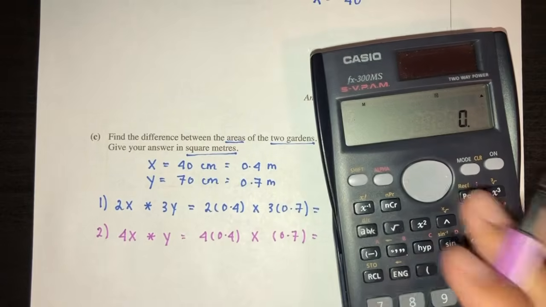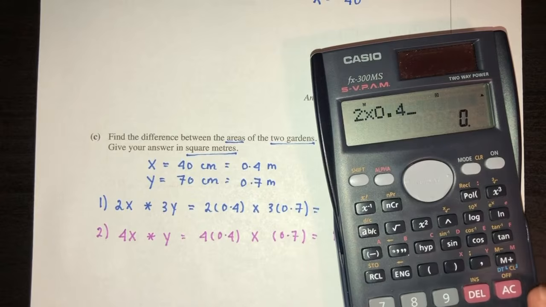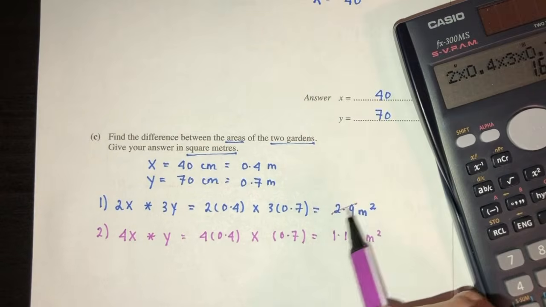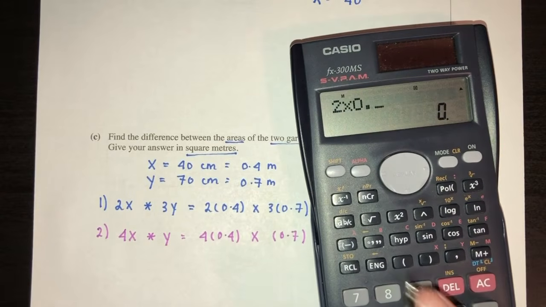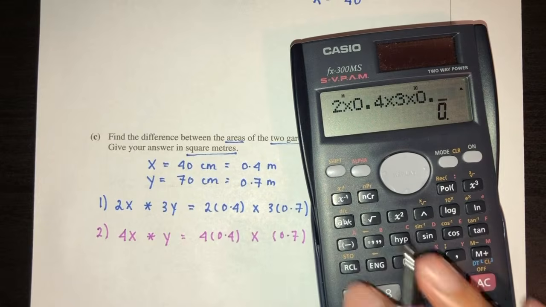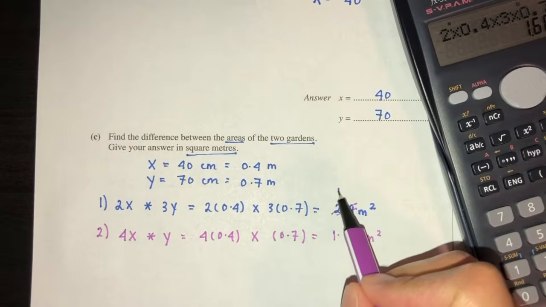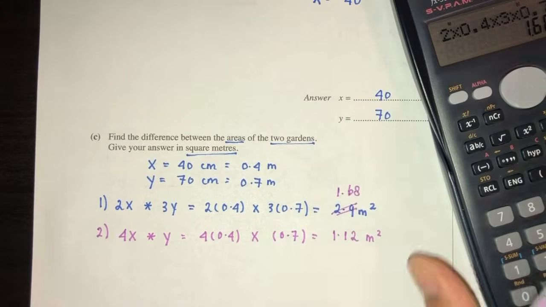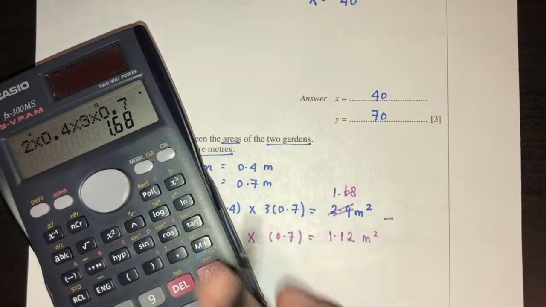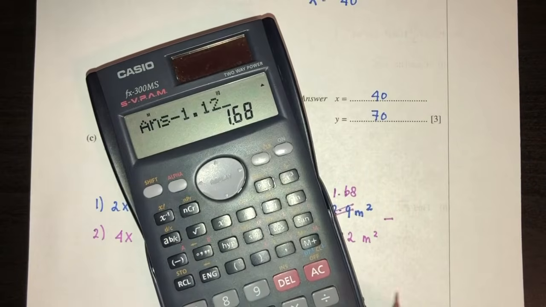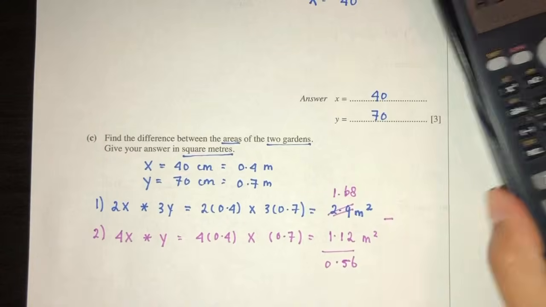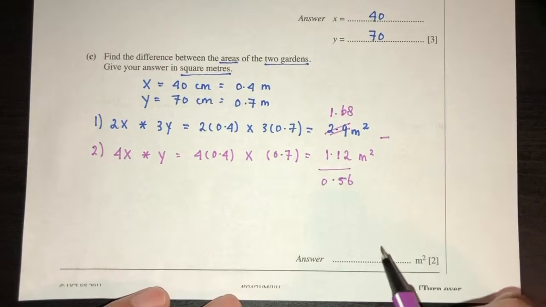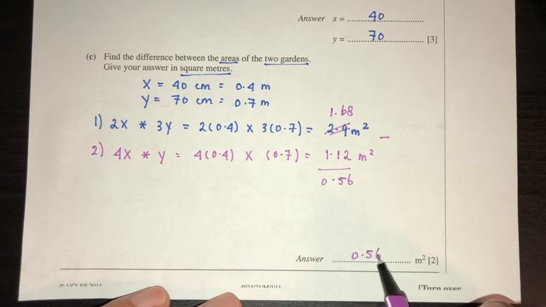So let's double check the first one as well, to see if we have the right answer. So this one was wrong. As you can see, I put plus, I think. So let's write it. So 2 times 0.4 times 3 times 0.7. That should be 1.68. So the difference will be 1.68 minus 1.12. That will be 0.56. So this is your difference between the two areas in square meters.